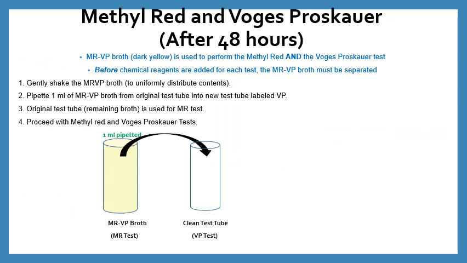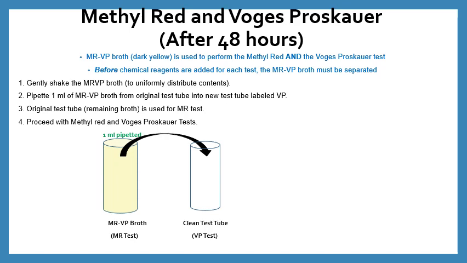After 48 hours, it is important to note that you would need to separate the broth into two different test tubes. The two tests have different chemical reagents, and if you only add the reagents to the initial or original test tube, you will only be able to perform one of the two tests.